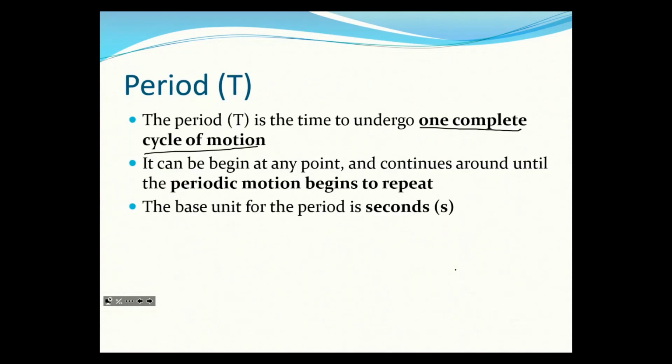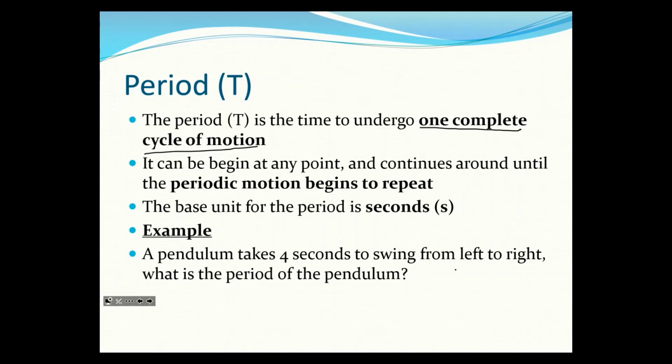So it's measured in seconds. So a pendulum takes 4 seconds to swing from left to right. What's the period of this pendulum? So this took 4 seconds. Well, that motion isn't repeating itself yet. It needs to swing back and repeat the exact same thing. And it's going to take 4 seconds to swing back. So my period is 8 seconds.